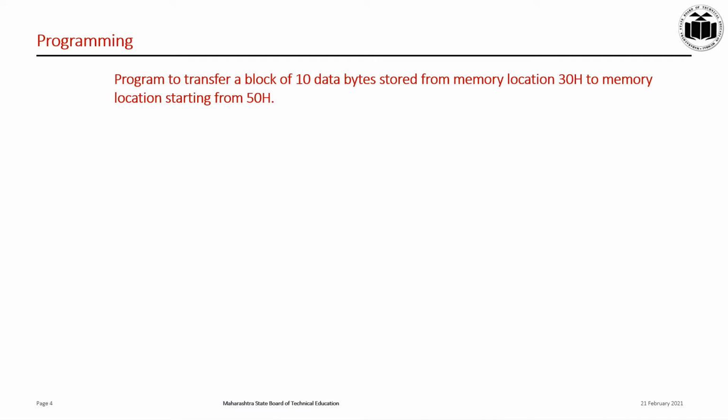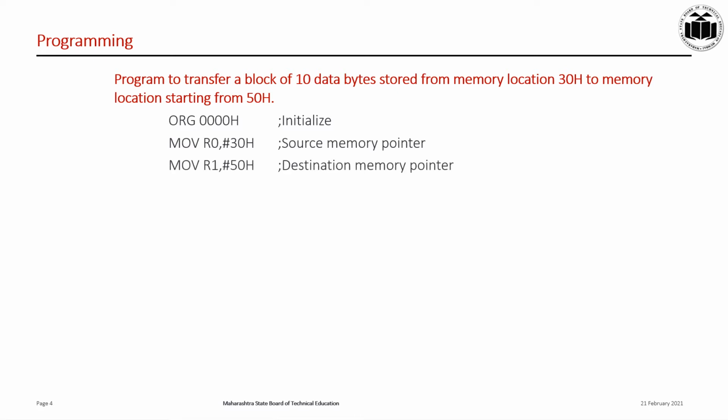Program to transfer a block of 10 data bytes stored from memory location 30H to memory locations starting from 50H. ORG 0000H to initialize the starting memory address. For 10 bytes of data transfer, we have to initialize a source pointer and a destination pointer. The source memory pointer can be initialized by using the instruction MOV R0, #30H and the destination memory pointer can be initialized by using the instruction MOV R1, #50H. For 10 data bytes, we have to initialize a counter. So the counter is initialized by using the instruction MOV R7, #0AH.